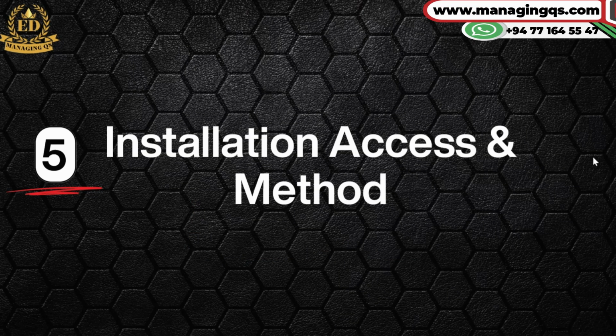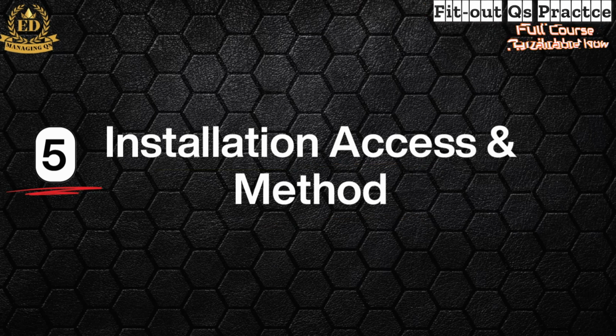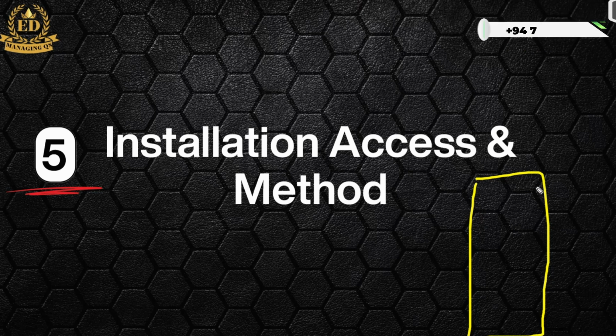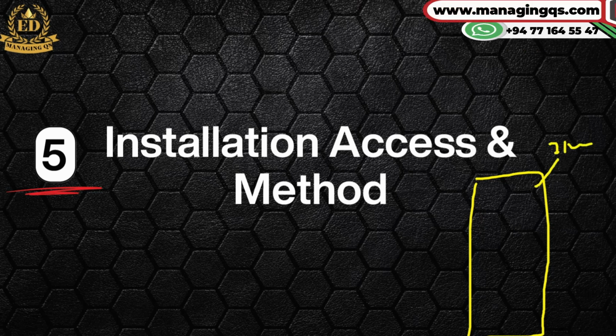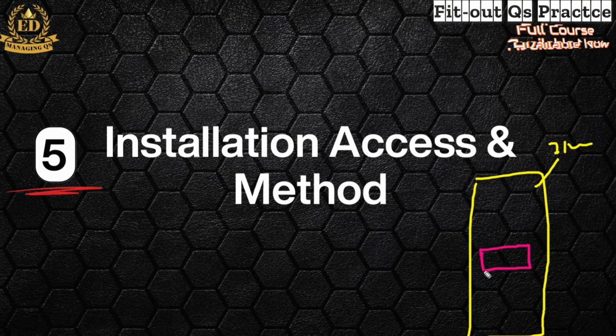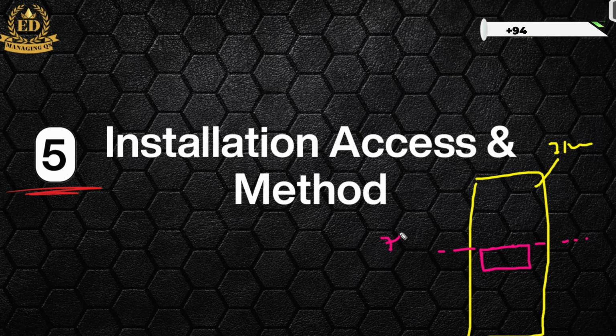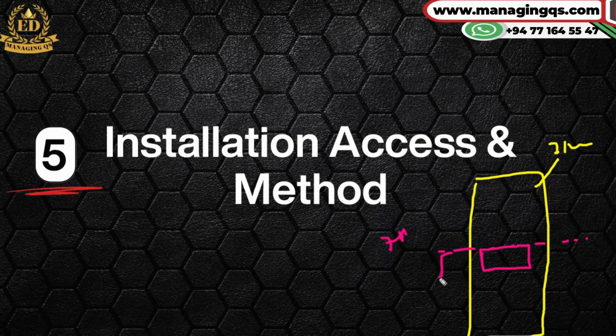The fifth hidden cost point is installation access and method. I can easily explain this like so. Say this is a high-rise building project, something like 21 floors. You have to fix a signboard outside the building, say on the 7th floor. So this is a very huge place.